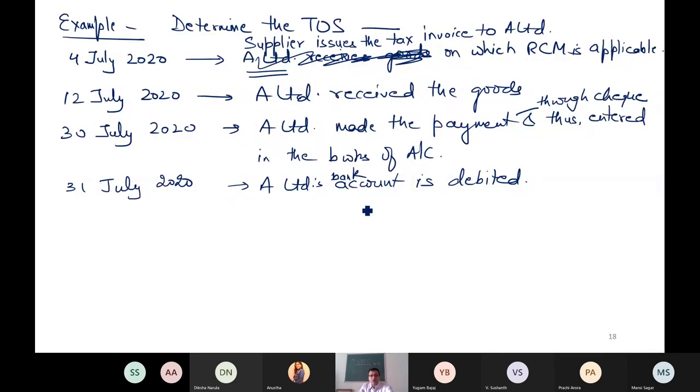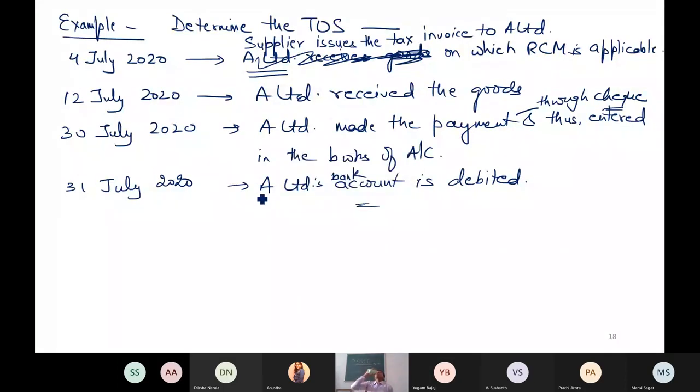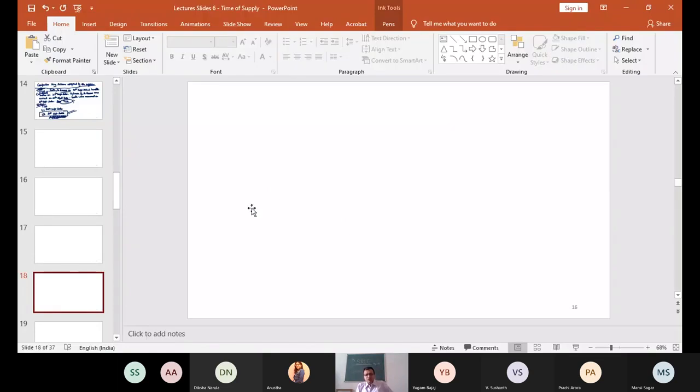Is the example clear? Is the question clear? Please raise your hand. Is the question clear? Then I will solve it. Is the question clear? Please raise your hand. Question समझ आया सबको?